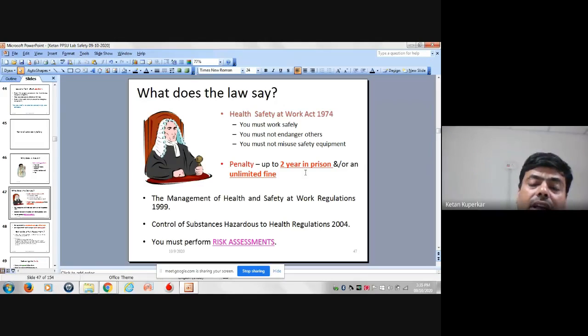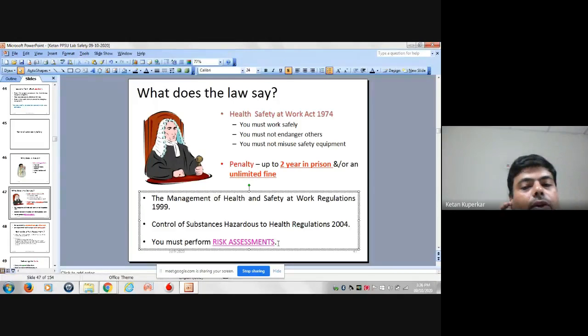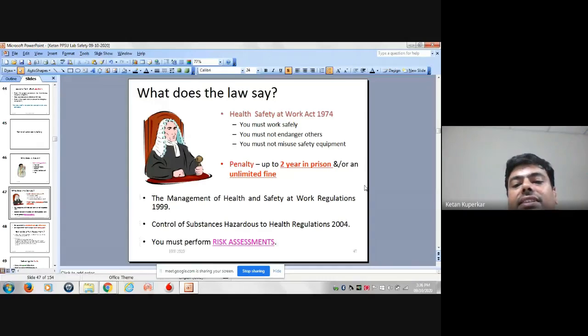Now, what does the law say? According to the Health and Safety at Work Act 1974, you must work safely, you must not endanger others, and you must not misuse the safety equipment, or else there is a penalty of 2 years in prison and an unlimited fine. Based on this, several regulations were put forth and were revised in 1999 and 2004. And based on this, the latest regulation which gives more emphasis on laboratory safety measures is in terms of risk assessment.